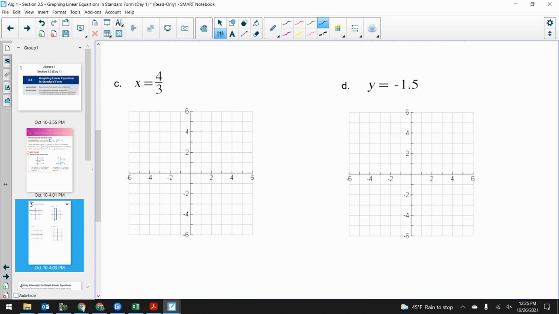Couple more. Horizontal or vertical? Everybody. Vertical. X equals 4/3. Okay, that's like 1 1/3, so somewhere around right there. Hopefully without a little curve that I have on there. And part D, y equals negative 1.5. Horizontal or vertical? Horizontal at negative 1.5.